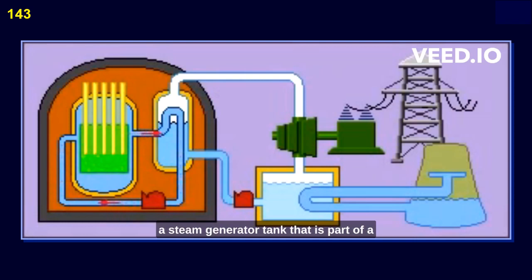Pipes from loop 1 wind through a steam generator tank that is part of a second, lower pressure water loop. Heat from loop 1 boils the water in the steam generator, and the energy from the steam powers turbines that drive electricity generators. The steam is then cooled and condensed in a heat exchange with a third water loop, which carries water from the cooling tower. The liquid water in loop 2 then returns to the steam generator where it is reheated and the cycle continues.